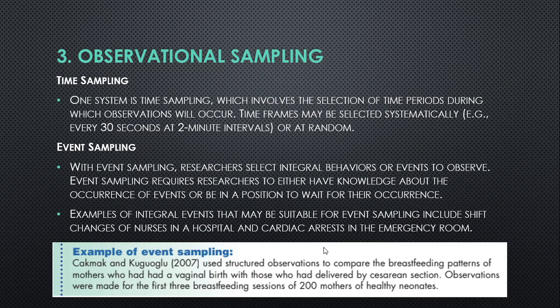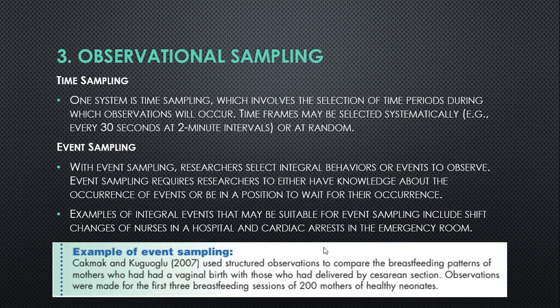Event sampling requires researchers to either have knowledge about the occurrence of events or be in a position to wait for their occurrence. Examples of integral events that may be suitable for event sampling include shift changes of nurses in the hospital and cardiac arrest in the emergency room. So, for example, when there is a cardiac arrest, then during CPR or resuscitation, you are going to observe the event.